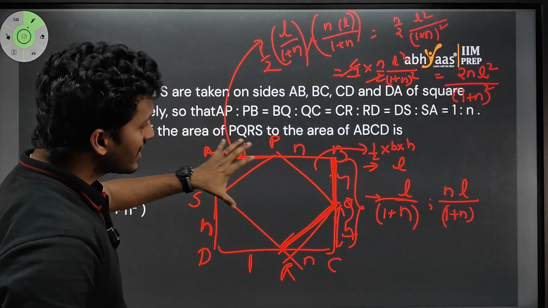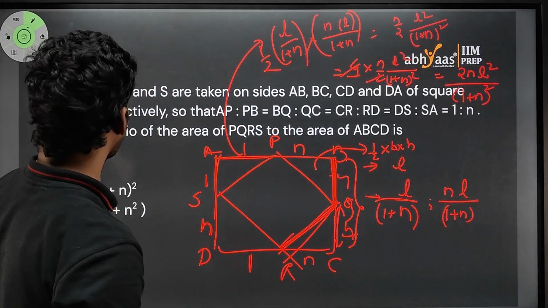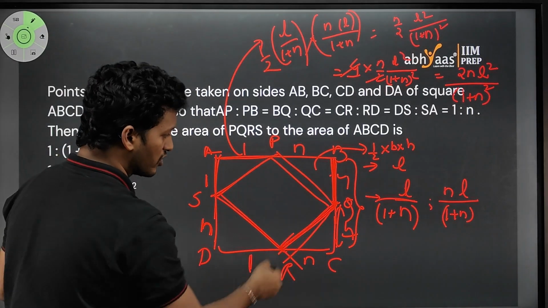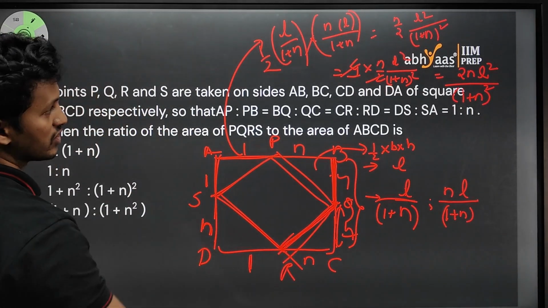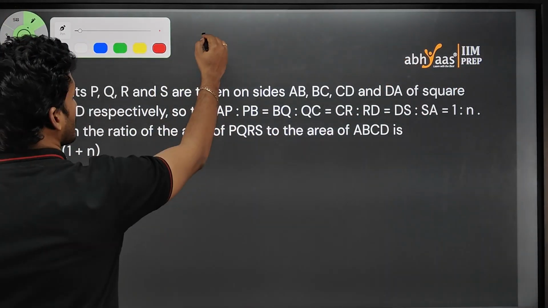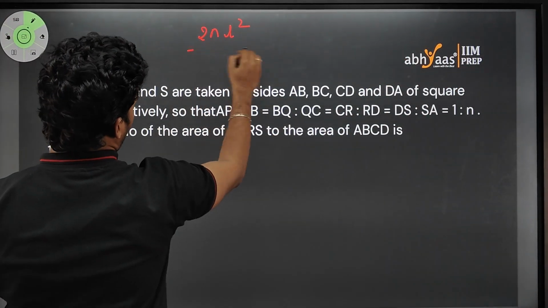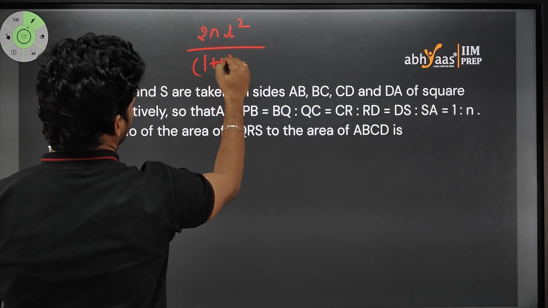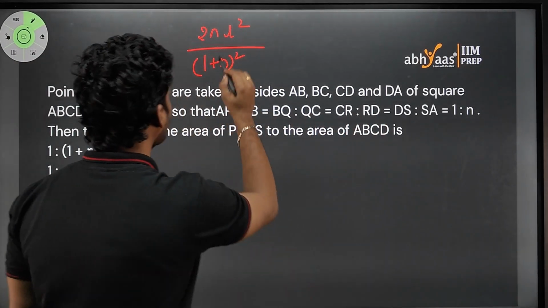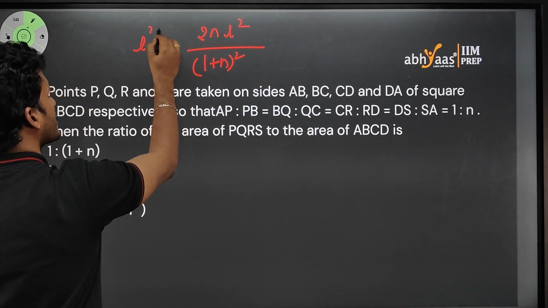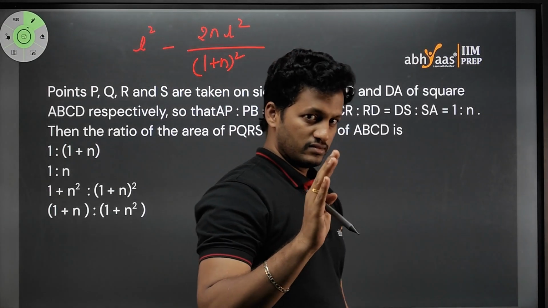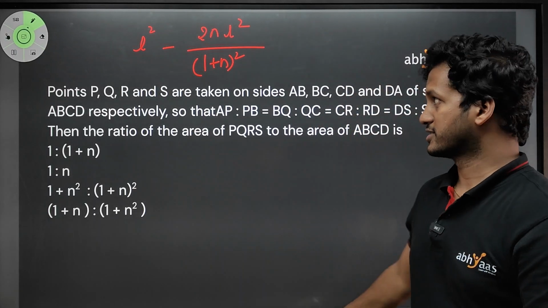Now, to know the area of PQRS, remember this: 2n L square by 1 plus n whole square. This was the area of the removal. Now we have to remove this from the bigger area. So L square minus 2n L square by 1 plus n whole square is the area of PQRS.